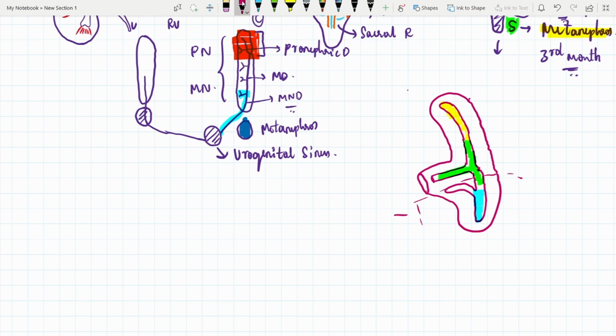Okay. Let me write separately. This is allantois. And this is hindgut. The terminal part of hindgut is also called as cloaca. Cloaca. Right? This is going to develop into anal canal and urogenital tract, right? This is angle.